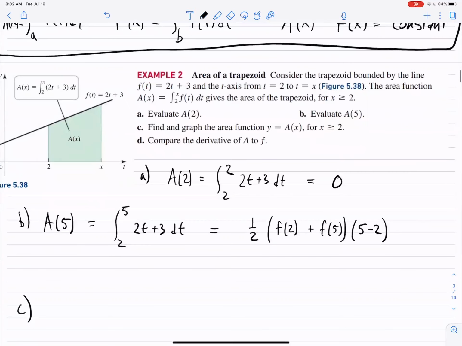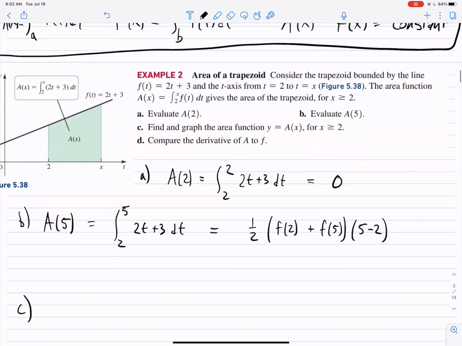And so what does that equal? That's 1/2. And then what is the function height at 2? If you plug in 2 into this function, you get 7, plus, if you plug in 5 into this function, you get 13, times 3. So that's 10 times 3, which is 30. So the area from 2 to 5 under this function is 30. Find and graph the area function y equals A of x for x greater than or equal to 2.